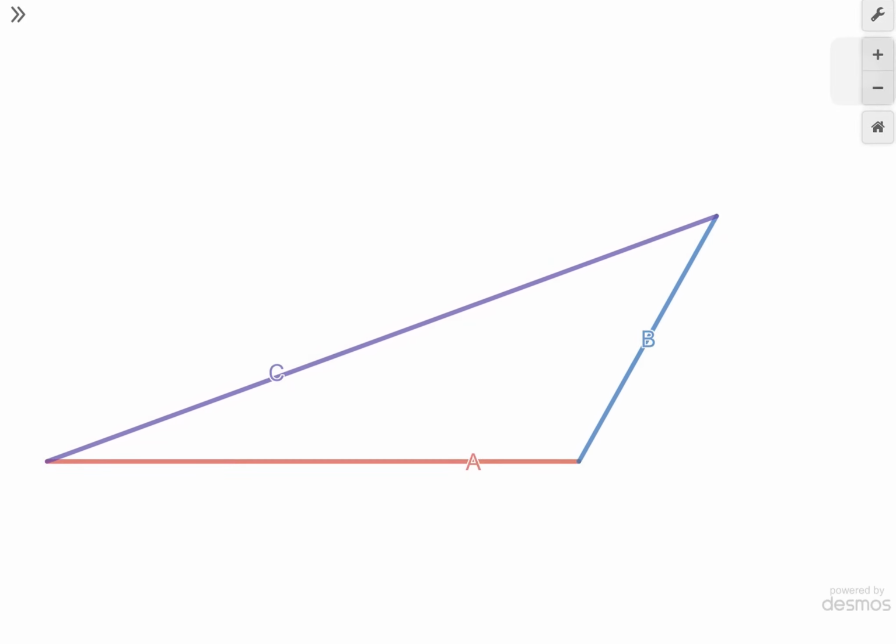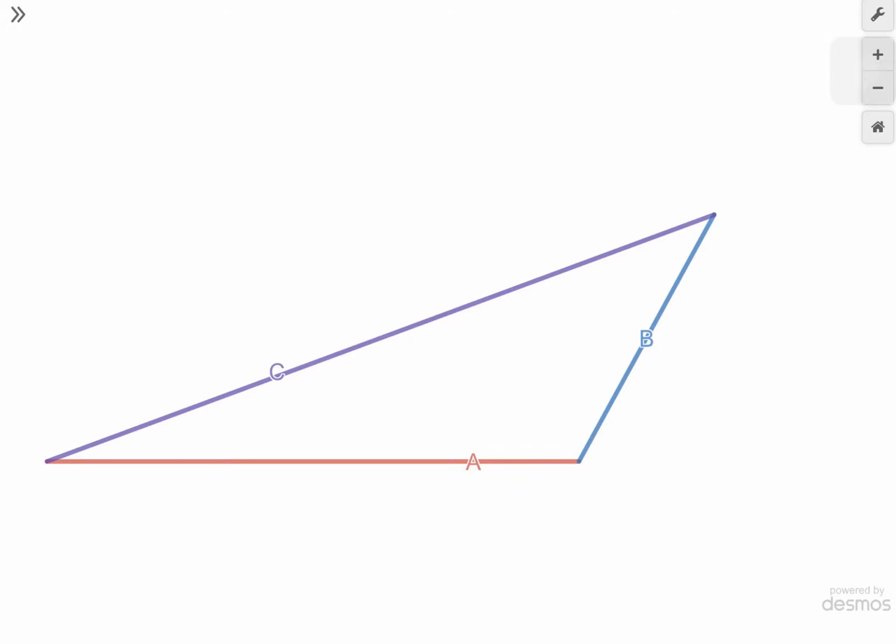Okay, so I have created a graph over here. You can see the vector A, vector B and vector C. Now there is one more thing that you can notice, which is that the magnitude of vector B is less than the magnitude of vector A. This is a graph I have drawn on Desmos. I have shared the link of the graph in the description. You can visit the link to see the graph yourself.